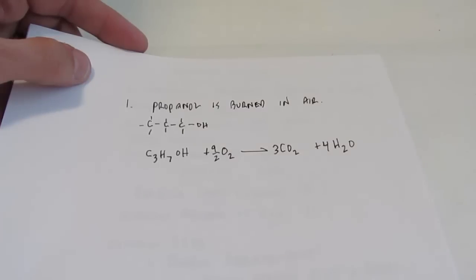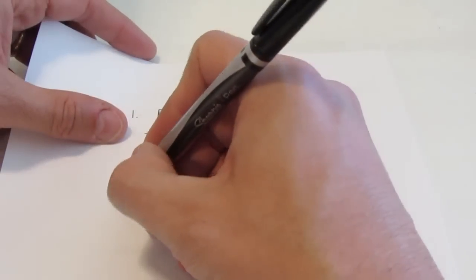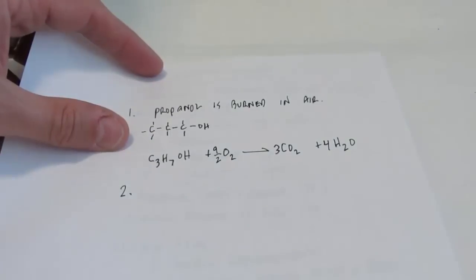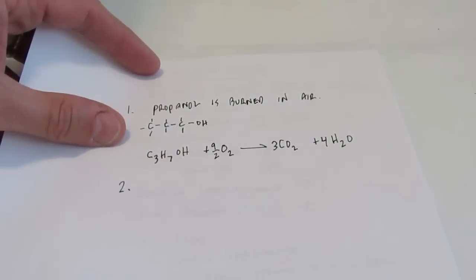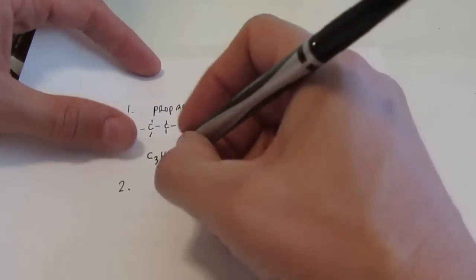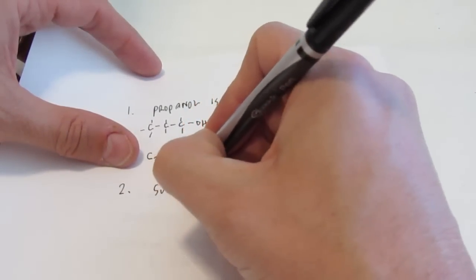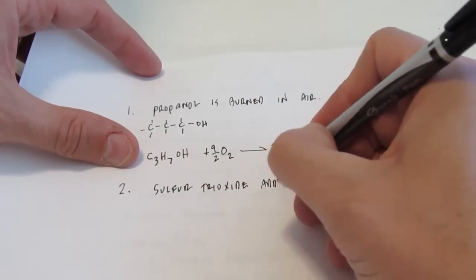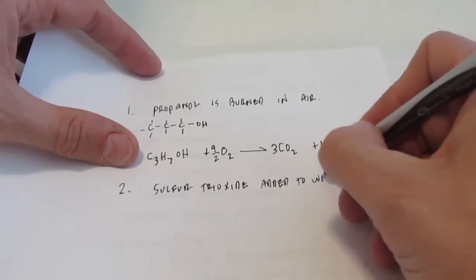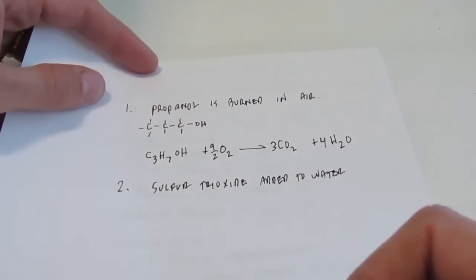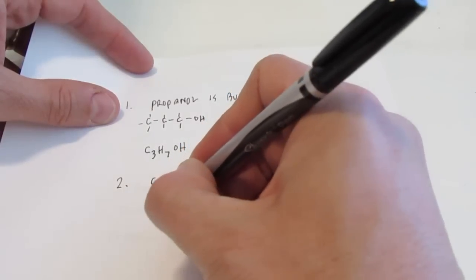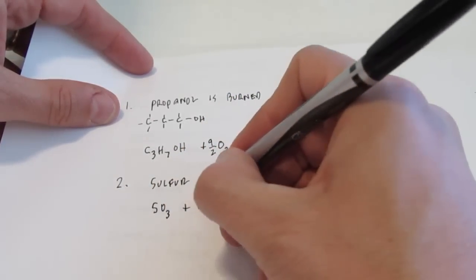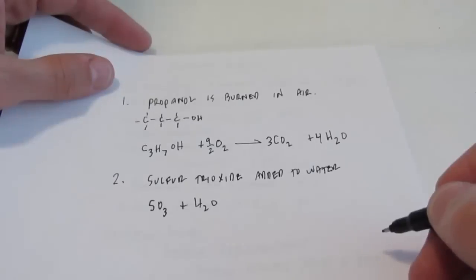What if they said, well, let's come up with a good one. Sorry, should have had a few of these at my fingertips ready for you guys to go. Let's say sulfur trioxide is added to water. Okay, sulfur trioxide, pretty straightforward. SO3 is added to water, H2O. There you go, you've got yourself a point.